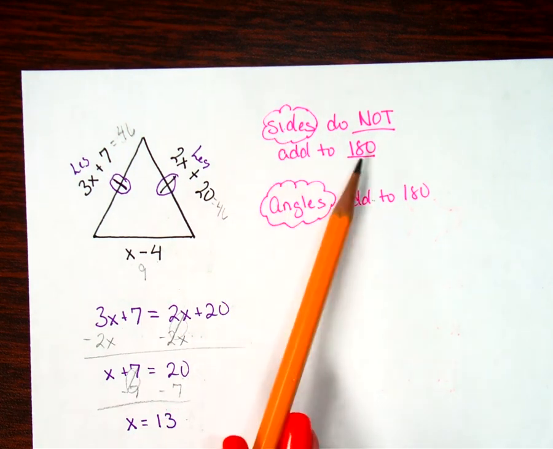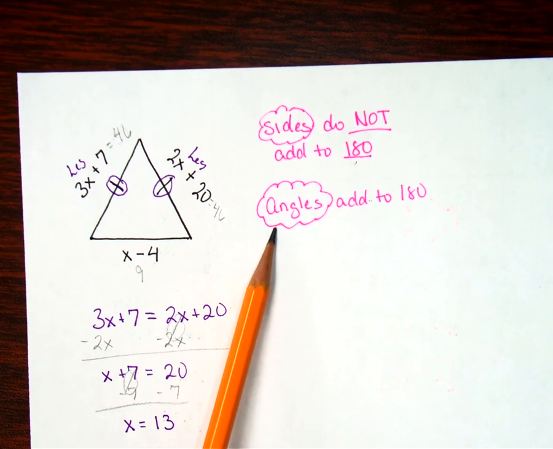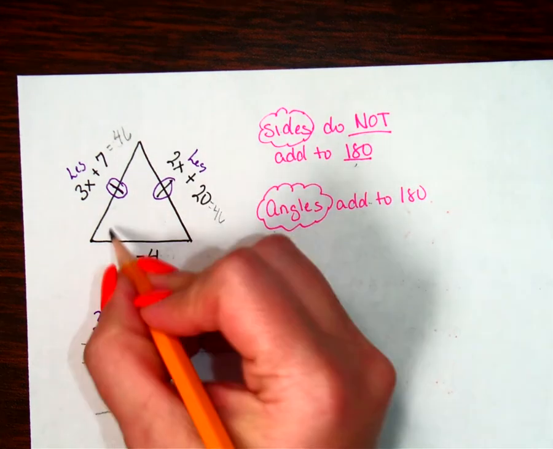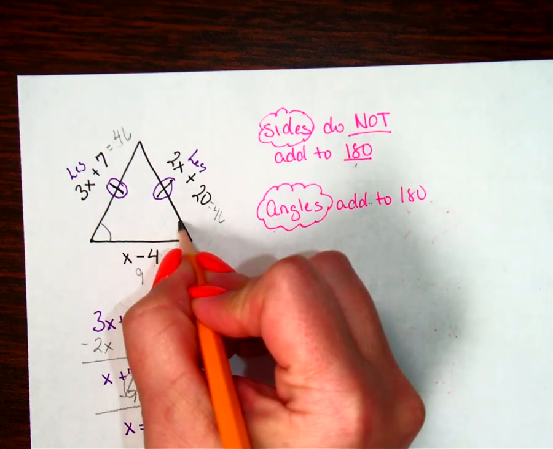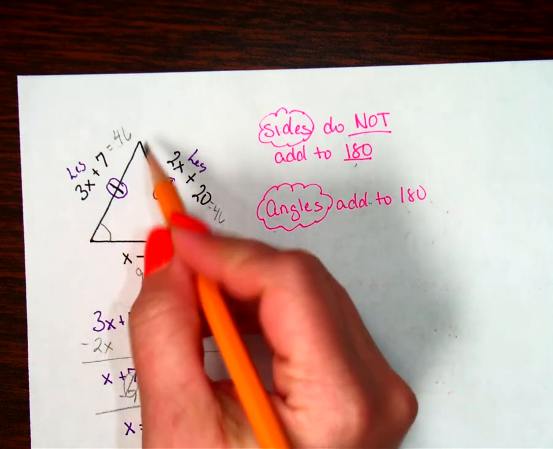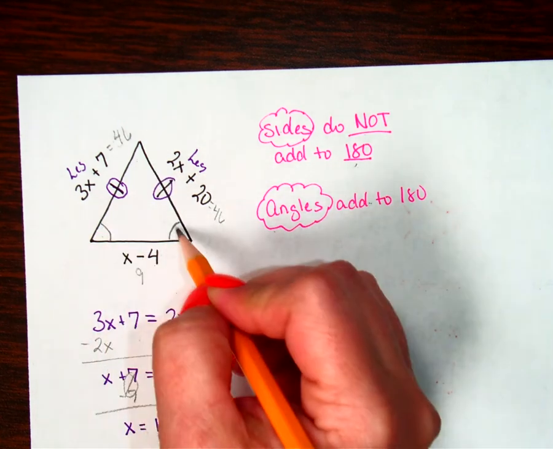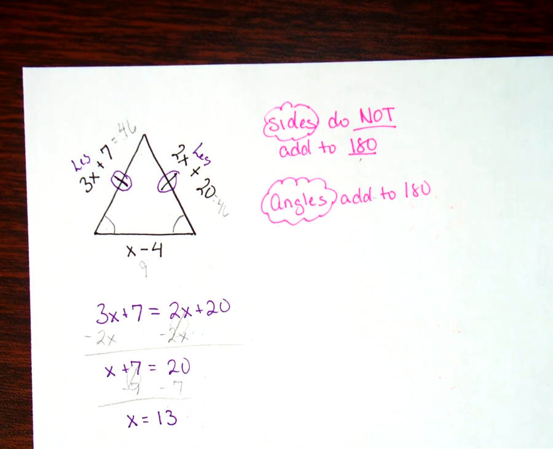But again, these three do not add up to 180 because sides don't make 180. It's just the angles, the inside. These two are congruent, and together with the vertex angle, the angles add up to 180. So that's just a real common mistake that I see, is sometimes we get our angles and our sides and how to work with them mixed up.